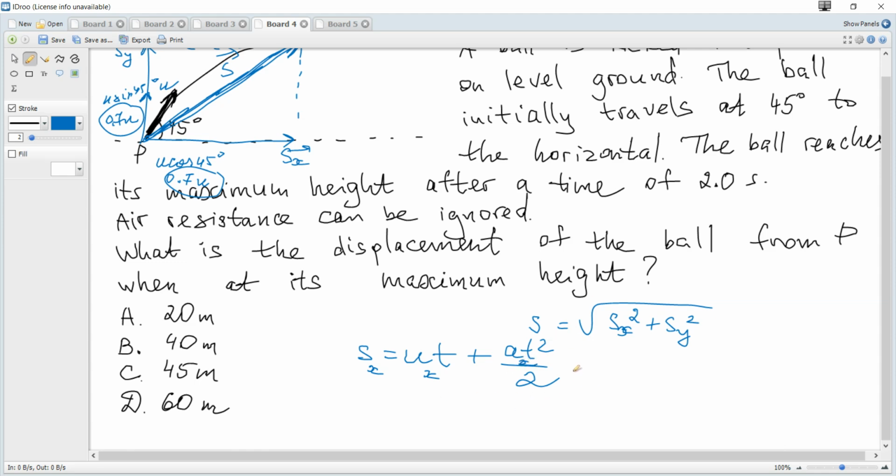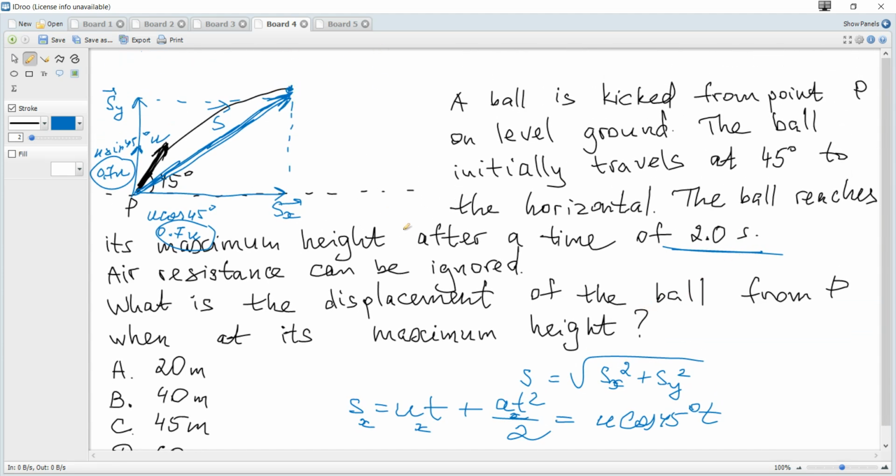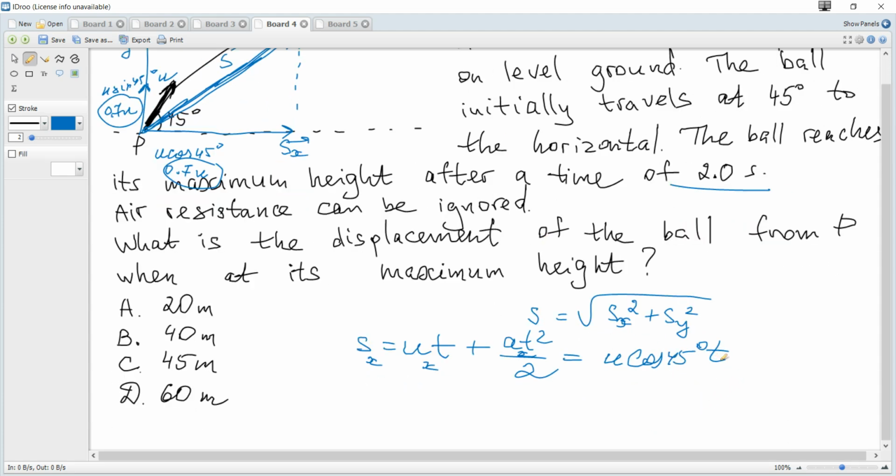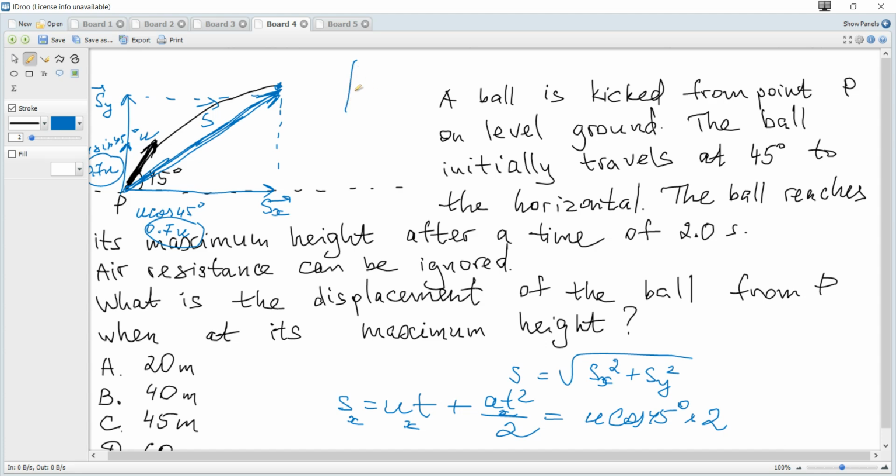And if we consider horizontal displacement, it becomes u cosine 45 degrees times t, and we consider time to be 2 seconds because it's the time to the required maximum height, so it becomes times 2. And notice that acceleration due to gravity is vertical, so the horizontal component is equal to 0. So for horizontal displacement, it's just uniform motion, or motion with constant speed, and that constant speed is the horizontal component of the initial velocity. It's approximately 0.7 times 2, 1.4 u.